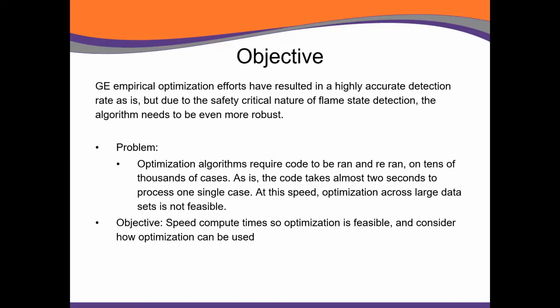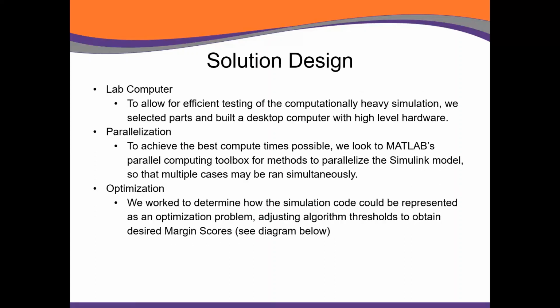So our objective as a team was to speed up compute times so that computational optimization is feasible for this body of code, and then to consider how optimization might be applied. Our approach to this problem came in 3 steps over the semester. First, we built a high-performance desktop computer so that we could efficiently test the MATLAB code in Simulink model. We made sure this computer had a very high core count, 16 cores to be exact, so that when running in parallel, we could get the best compute time results possible.